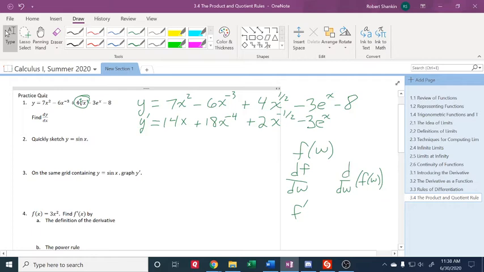All right, so number 2, quickly sketch y equals sine of x from memory. Make a quick sketch of that. Let me give you a minute.